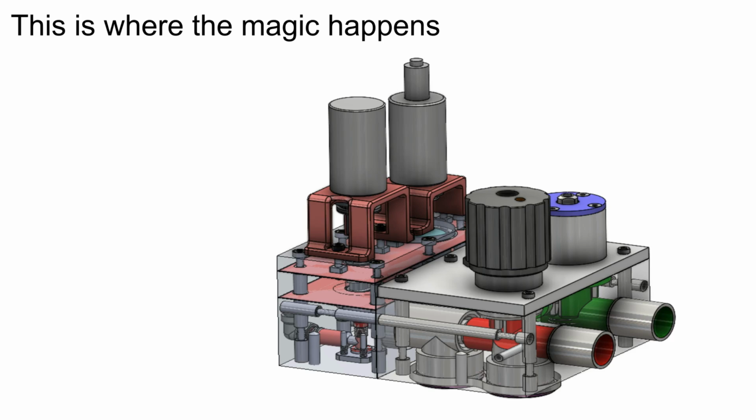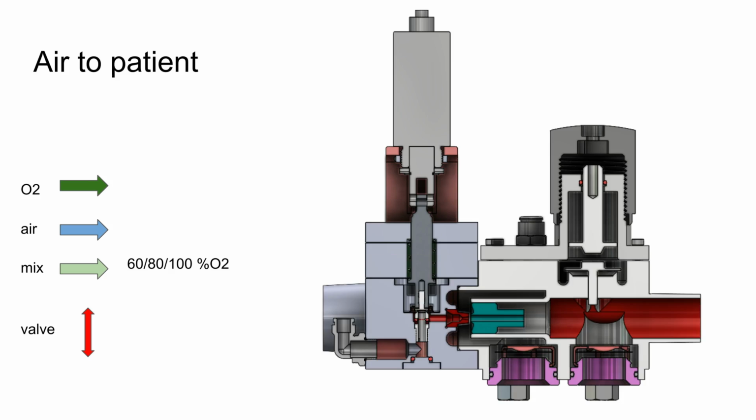This is the basic ventilator machine. It has two pathways shown in red and green for inhalation and exhalation. First we have to get air into the patient. This is a cross section of the inhalation pathway, and we'll show the flow of gases with dark green for oxygen, blue for air, and light green for a mixture, and the clinician can adjust that from 60 to 80 to 100%.